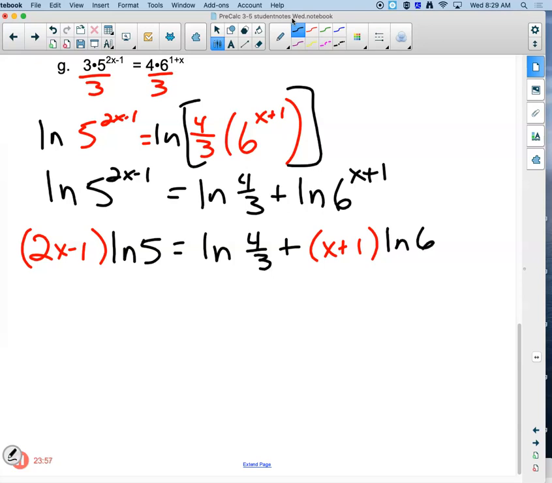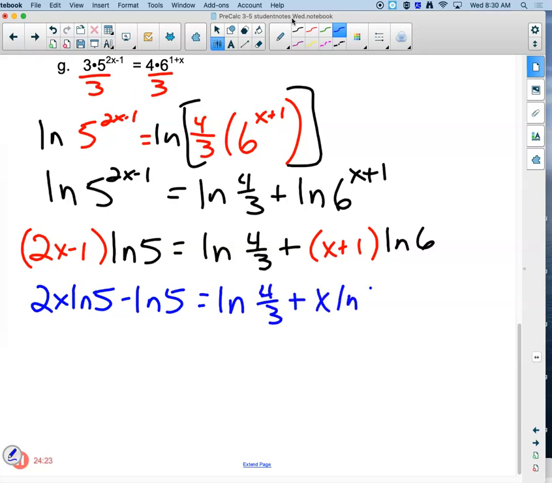And now, feeling a lot like the last problem. I remember in the last problem, I had to do my distributing because that was the only way to get my x's on one side so that I could isolate it. So it's going to be the same thing here. We have to distribute first. Like so.